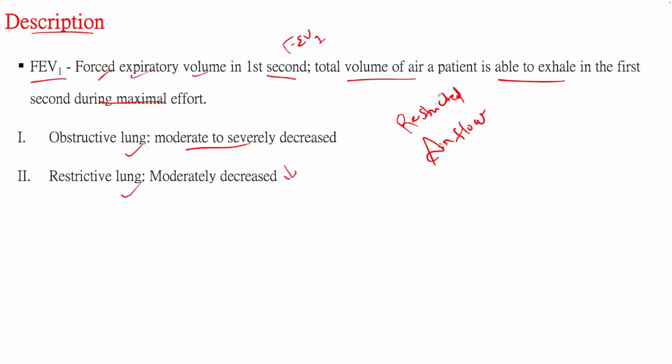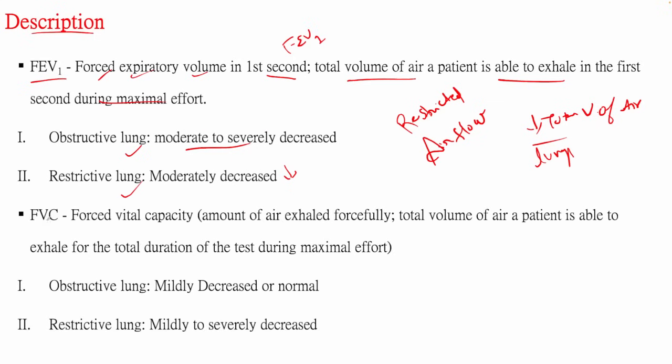And in the restrictive, there is a decrease in the total volume of air, due to which the lungs are unable to hold the total volume of air. That ratio decreases in restrictive lung disease. There is a difference. Clear?